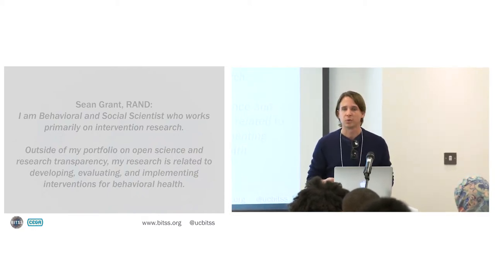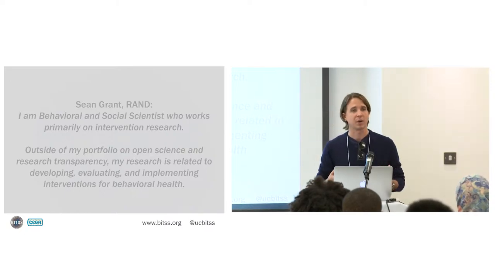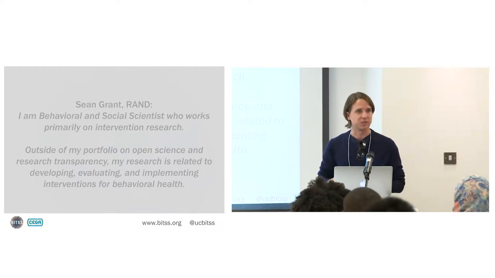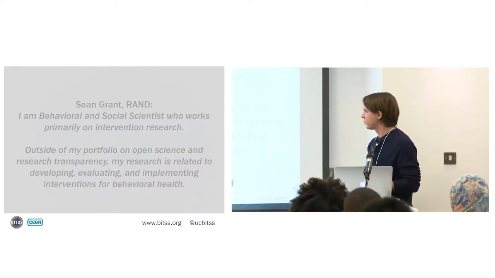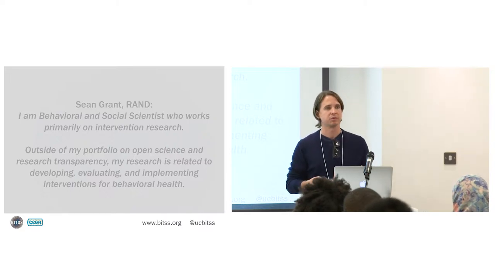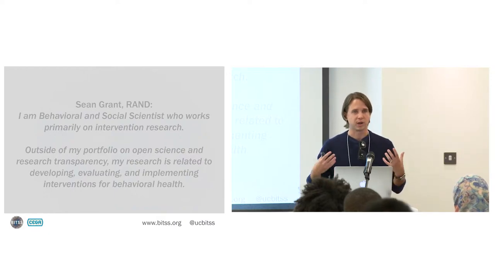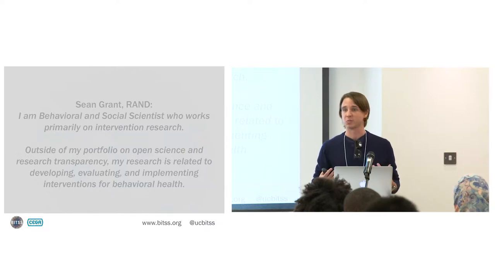So as I said, I'm a behavioral and social scientist, and I primarily work on what I'd call intervention research, so applied research within the behavioral and social sciences to tackle social issues primarily within behavioral health. Outside of my portfolio on open science and research transparency, a lot of my time is dedicated to developing, evaluating, or implementing interventions, specifically for issues like substance use and behavioral health. And it's a lot of this thinking from action research that I bring to try and make sense of the open science movement, because essentially what we're trying to do is change the behaviors of researchers and change the way that our system is organized.